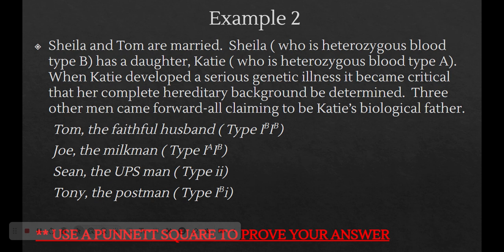Sheila, who is heterozygous blood type B, has a daughter, Katie, who is heterozygous blood type A. When Katie developed a serious genetic illness, it became critical that her complete hereditary background be determined. Three other men came forward, all claiming to be Katie's biological father.